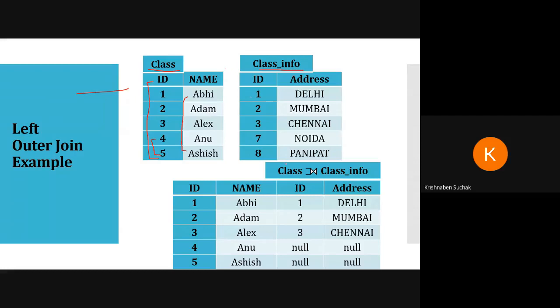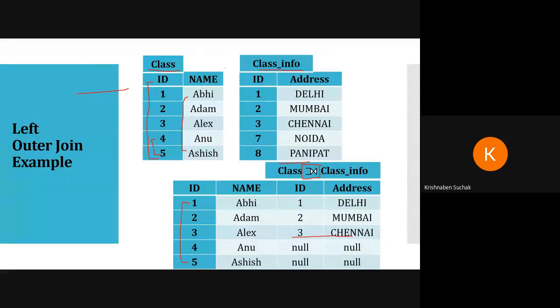So whenever we perform a left outer join, first we write the left outer join symbol: class, left outer join, class info. That way it will display the result of all these 5 tuples, or records. If we perform a natural join on these tables, we will get only 3 records, 1, 2, 3, because we have complete data for 1, 2, 3. So in a natural join or inner join, only these three records will be shown.